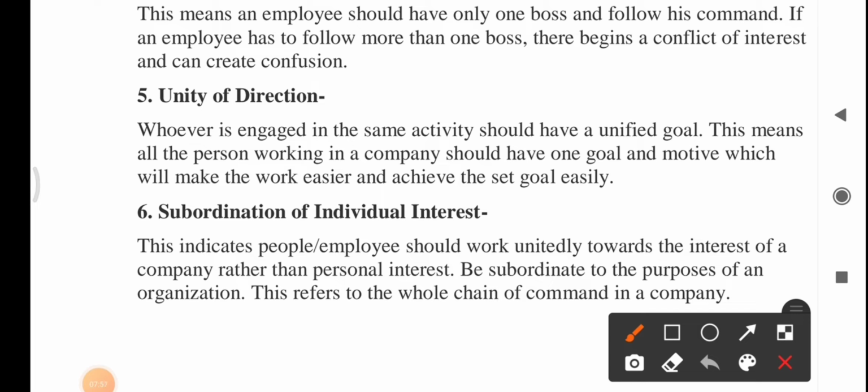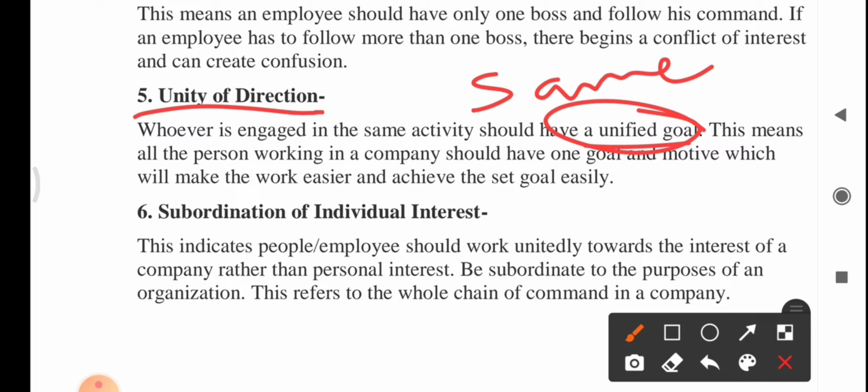Okay, our next principle of public administration is unity of direction. Whoever is engaged in the same activity should have a unified, meaning same, goal. This means all the persons working in a company should have one goal and motive, which will make the work easier and help achieve the set goal easily.